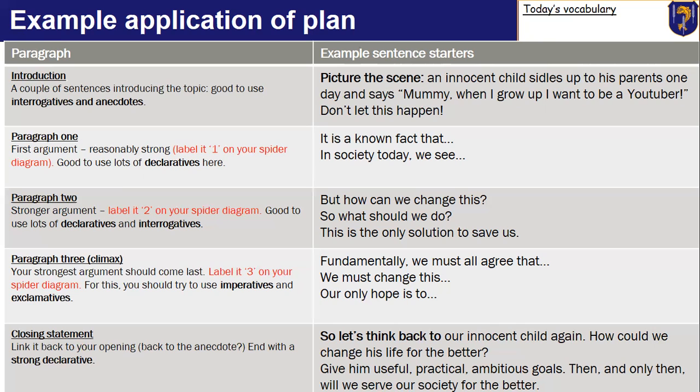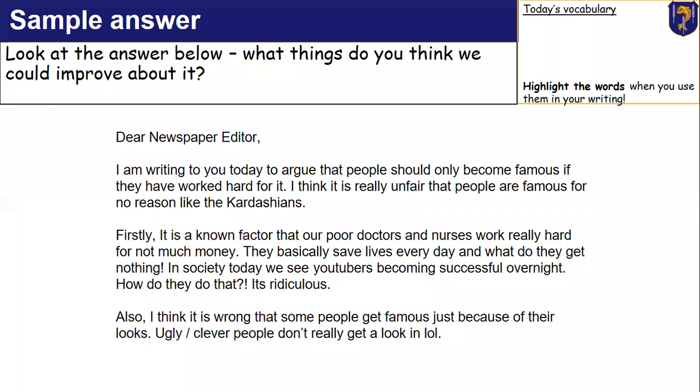I suggest you pause the video here just to be able to put down some ideas for this, note down any particular sentence starters you like the look of. So let's have a look at an example answer here for the question that we focus on. Remember, we are asking to write a letter about do we think that famous people should be just those who deserve it or otherwise? Pause the video now. And what I would like you to do is highlight for me any things in particular that you think should be improved about this start to an answer.